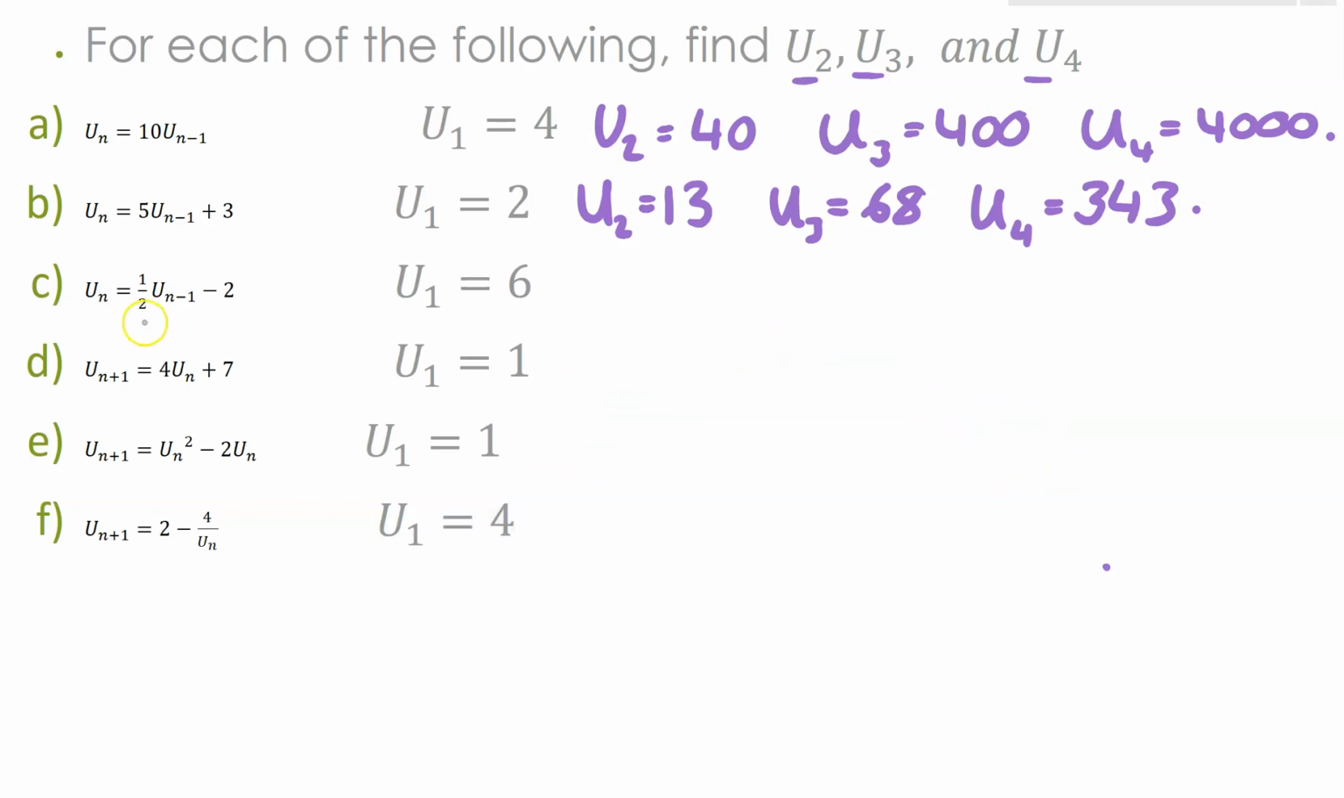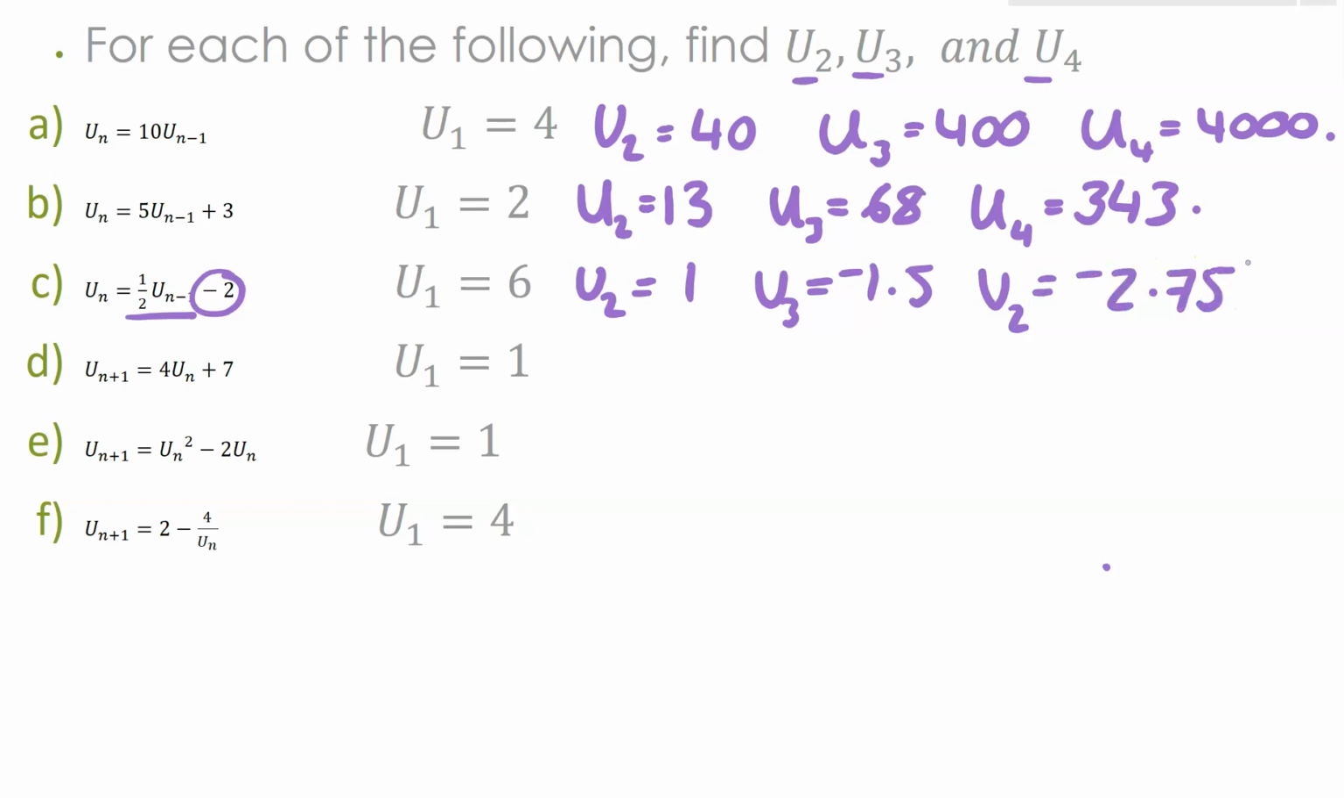So the next one, we are going to half it and then minus 2. So half of 6 is 3, take away 2 is 1. Next one would be half it is 0.5, take away 2, it's going to be negative 1.5. Half of that is negative 0.75, and then take away 2 is negative 2.75. And I don't know why I've written 2, which I do, because I think we're halving it.